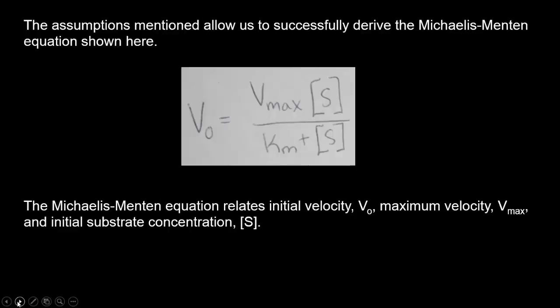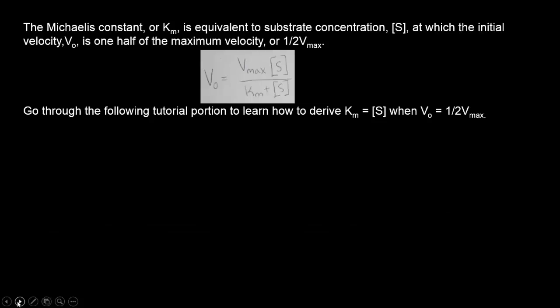The Michaelis-Menten equation relates initial velocity, V0, maximum velocity, Vmax, and the initial substrate concentration, S. The Michaelis constant, or Km, is equivalent to the substrate concentration S at which the initial velocity, V0, is 1/2 of the maximum velocity. Go through the following tutorial portion to learn how to derive Km equals S when V0 equals 1/2 Vmax. First, substitute 1/2 Vmax for V0 in the equation above.